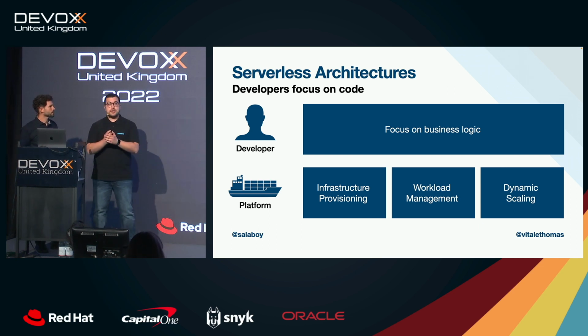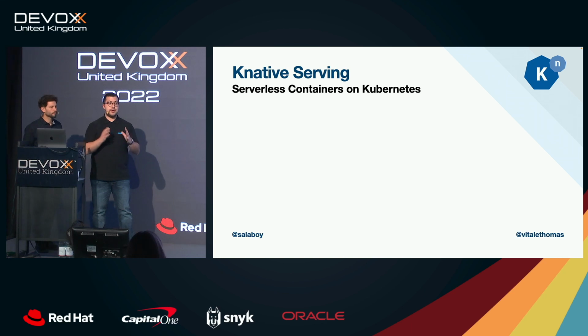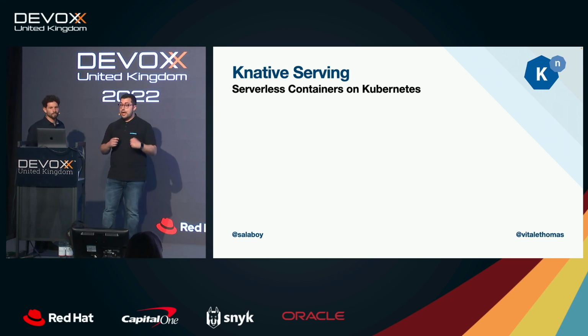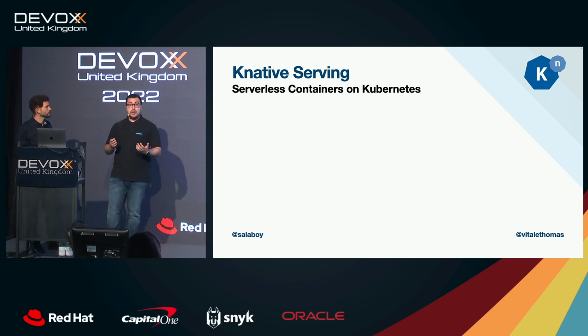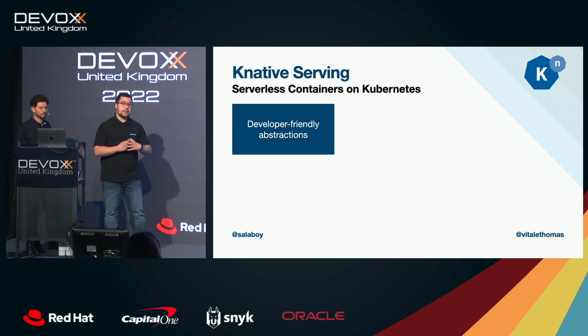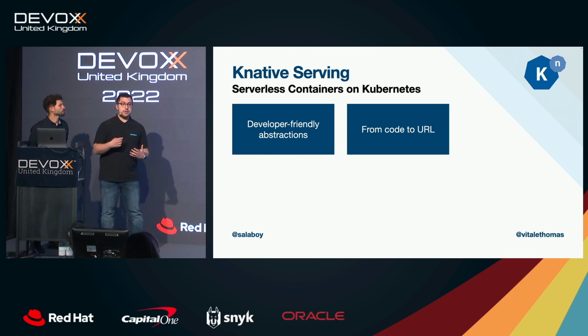And one particular technology we talk about today, as you guessed, is Knative. Knative has a project called Serving, which we can use to build a serverless platform on top of Kubernetes. And that brings a lot of advantages. First of all, we have developer-friendly abstractions. So we don't deal with the underlying pods, deployments, replica sets, ingresses, but we have a better abstraction for a developer and enable the experience that we call from code to URL.